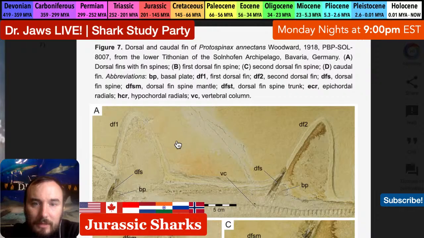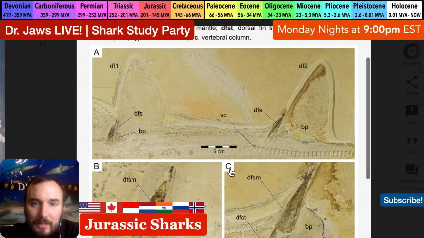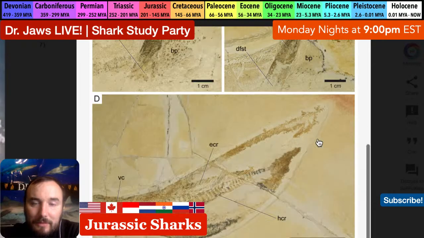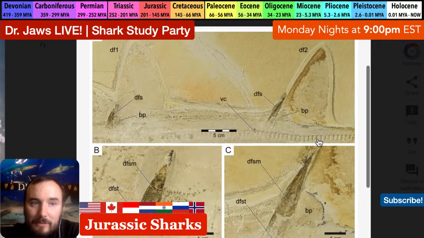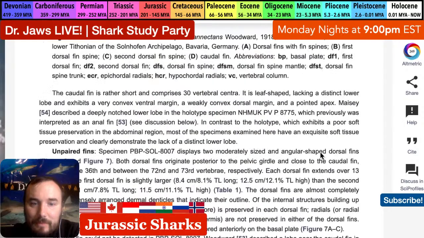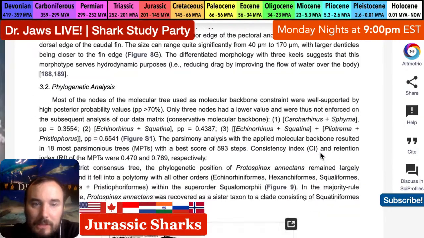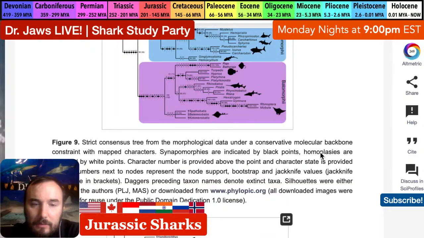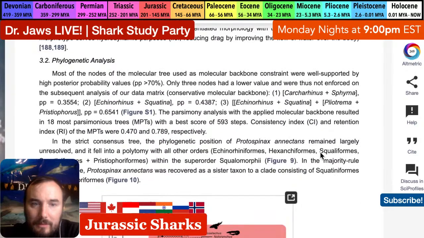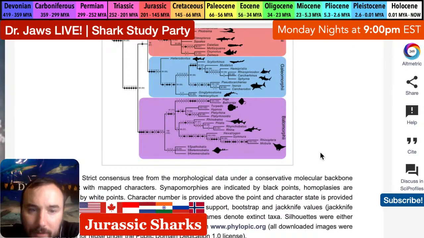So, this is a really interesting aspect right here. These are the dorsal fin spines. So these are ancient fossils, but you can actually see the fin spines on the shark's body. It's so cool. Let's see. Here we go. So they always do comparisons, don't they? So let's see.